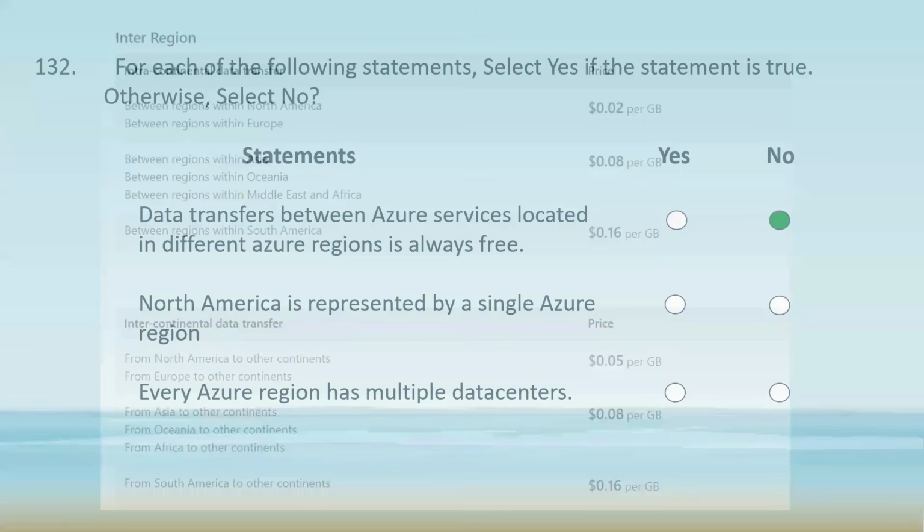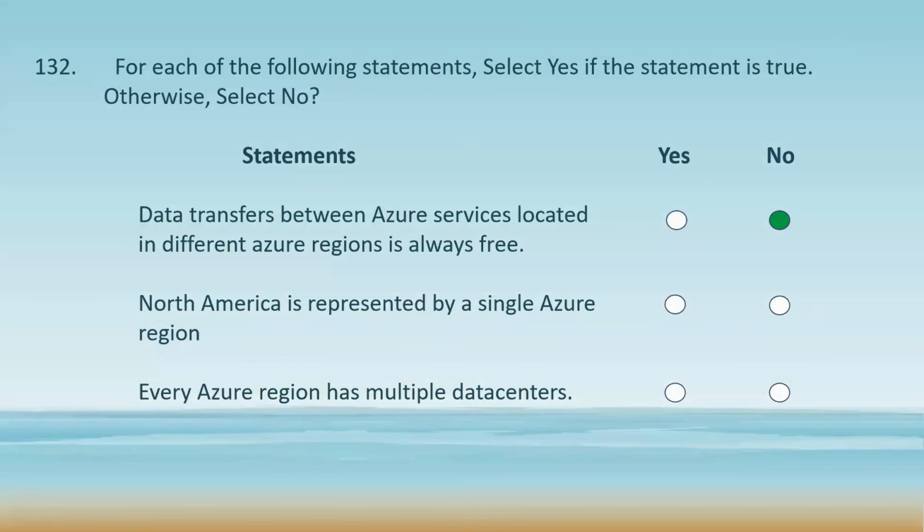Let's look at next statement. North America is represented by a single Azure region. No, this statement is again incorrect. North America has several Azure regions, including West US, Central US, South Central US, East US, and Canada East.